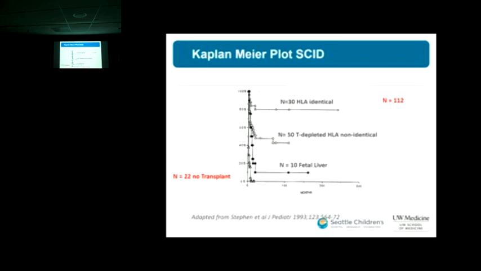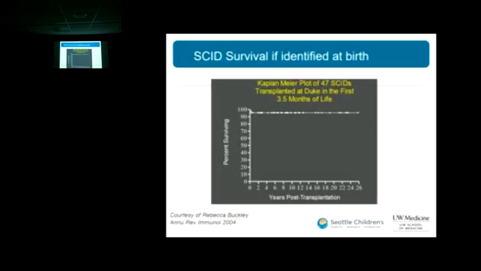They will die. But if you recognize them early and then you transplant them before 3.5 months of age, their outcome is excellent. And this is the single Duke experience of Becky Buckley. So this is what led to pushing to try to identify these kids at birth before the infectious manifestations present.